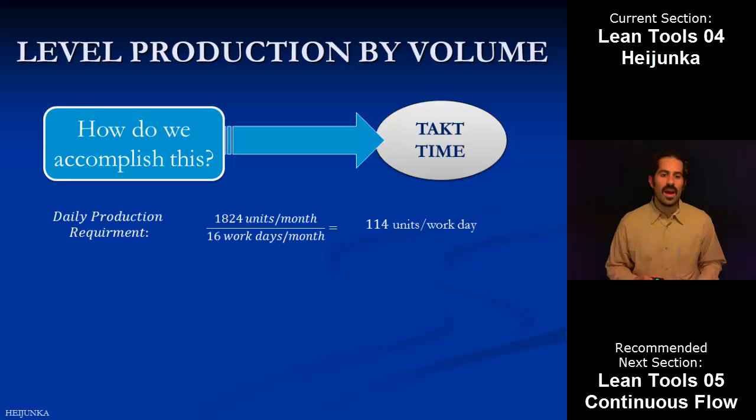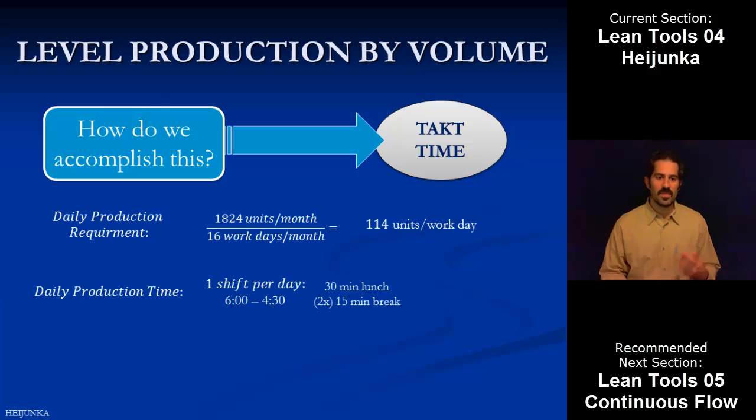In this case, we need to make 1,824 units a month. We work 16 days a month, 114 units a day. We have one shift per day with a lunch break and a couple of breaks. That's 570 minutes of actual work time, right? We don't want to include breaks and lunch because we're not working then.